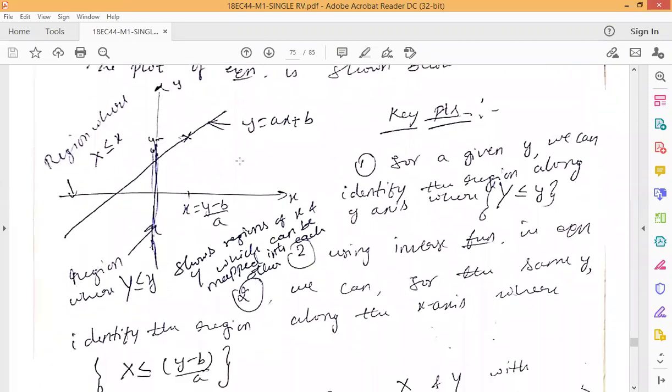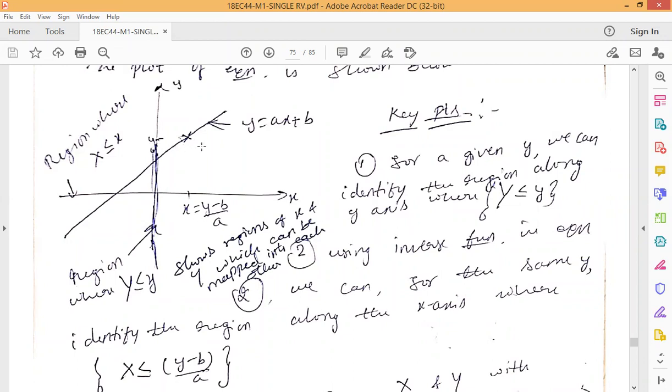For example, suppose you are given the value of the independent variable small y. In such cases, we will be able to identify the region along the y axis for which capital Y, that is the random variable Y, is less than or equal to the independent variable value small y. So for Y less than or equal to y, we will be able to identify the region along the y axis.